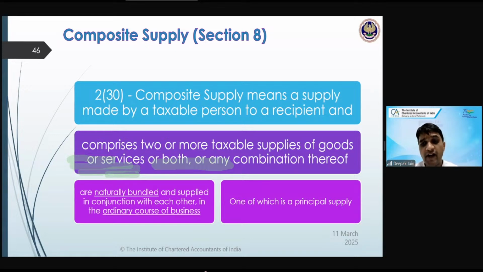RO plant and annual maintenance. Correct. That's also a good example. When you buy an air purifier or water purifier, you will get an AMC also. And for that AMC, they will charge. So again, it's a composite supply. So many examples, Moshmi: air conditioner, water purifier, mobile with charger. These are all the examples for composite supply.